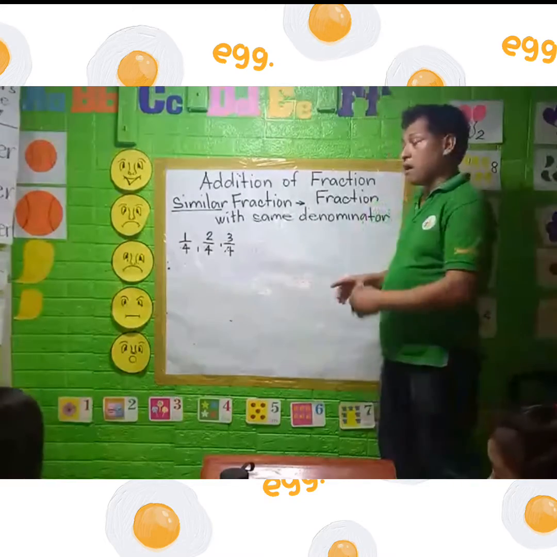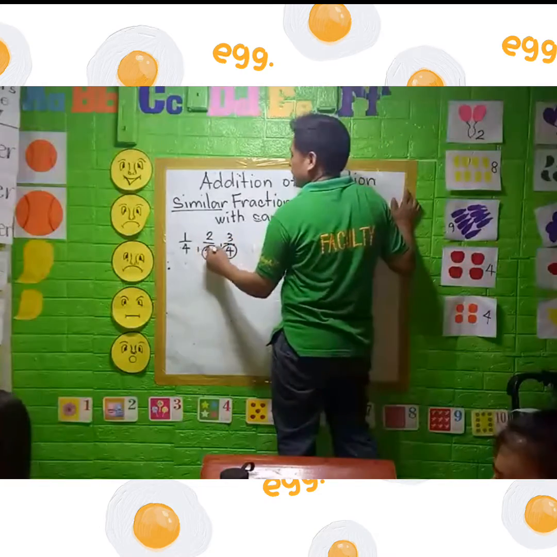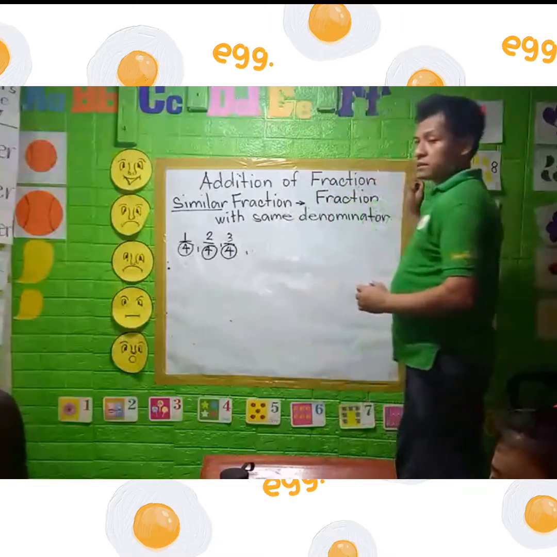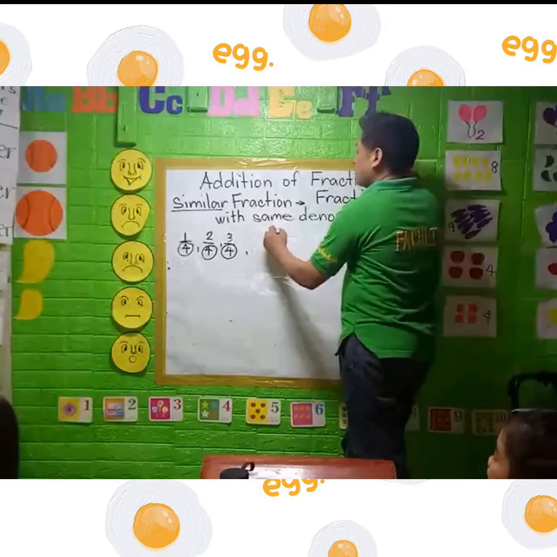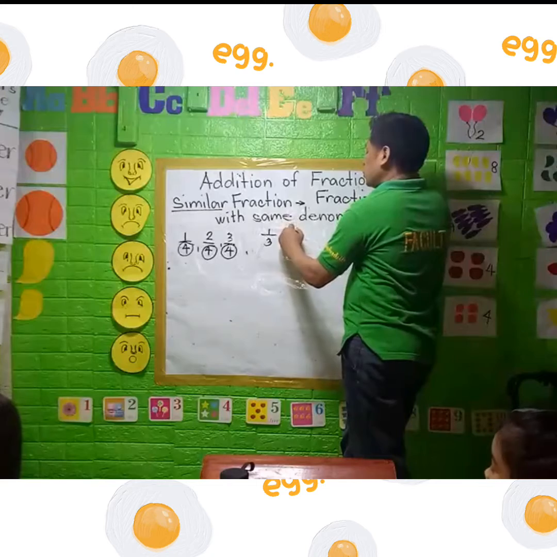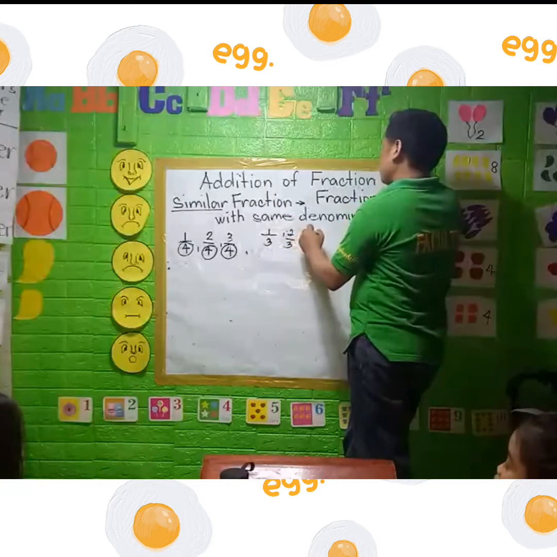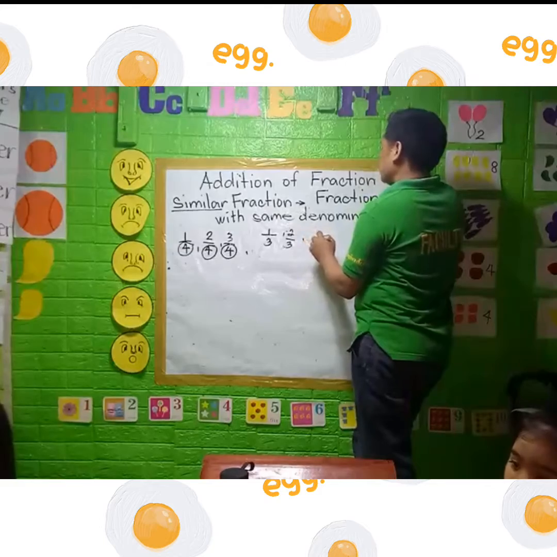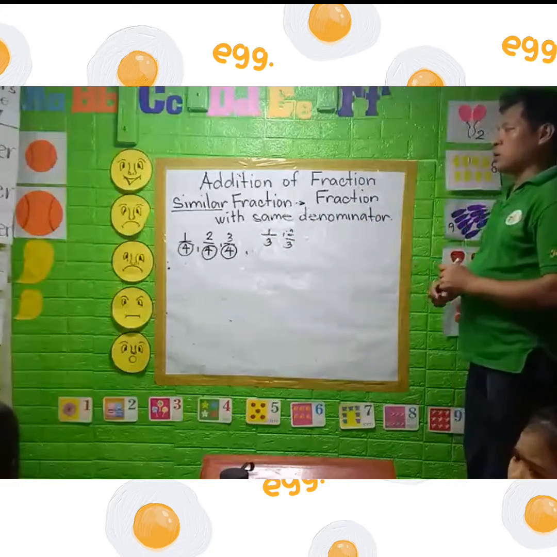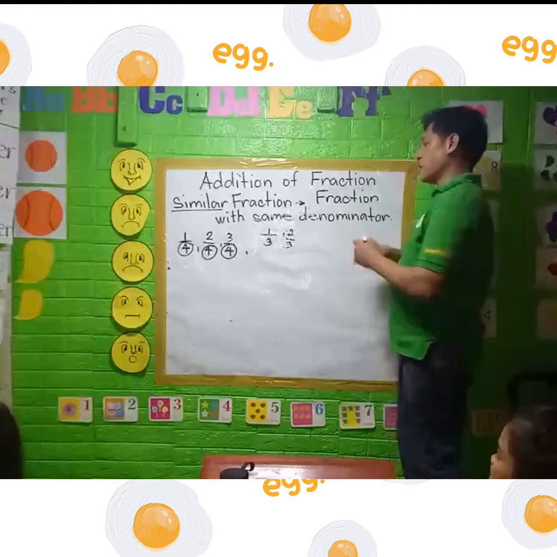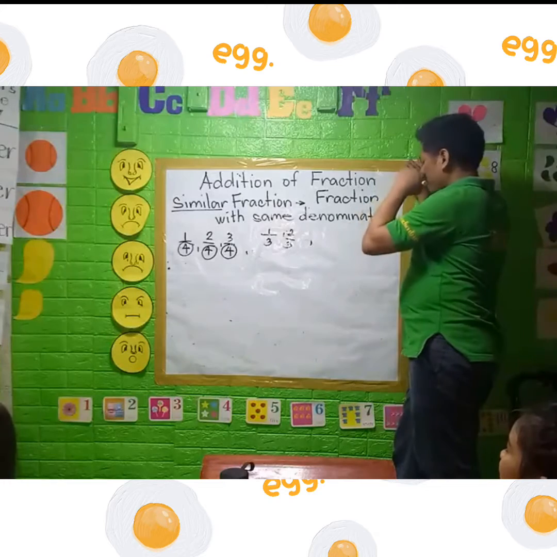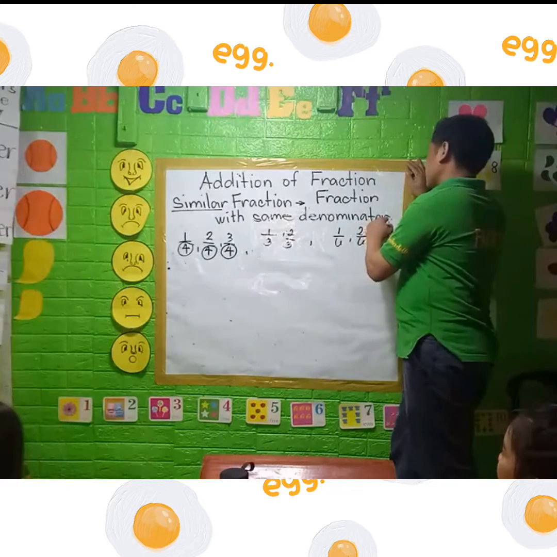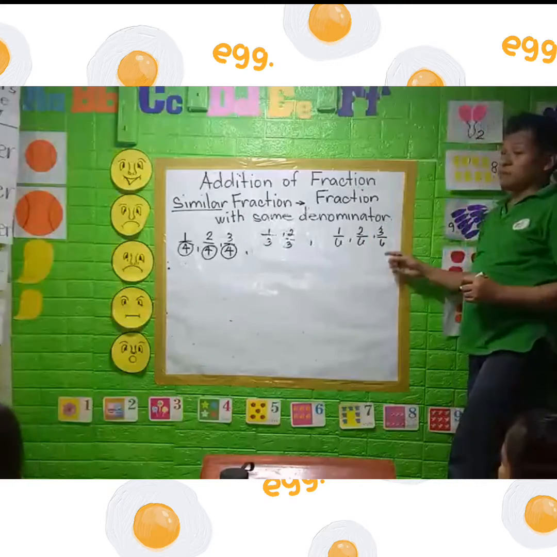Why do we call them similar? Because they have the same denominator. Another example, let's say 1/3 and 2/3. So again, 1/3 and 2/3 are what we call similar fractions. Another one, let's say for example, we have 1/6, 2/6, and 3/6. So these are what we call similar fractions.